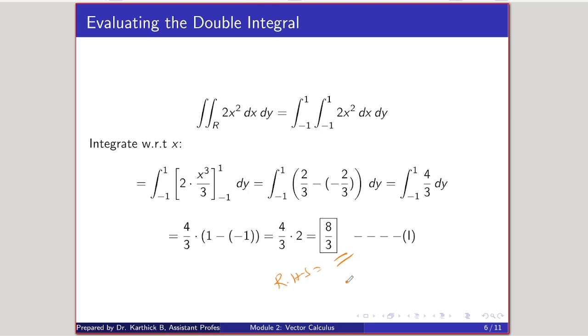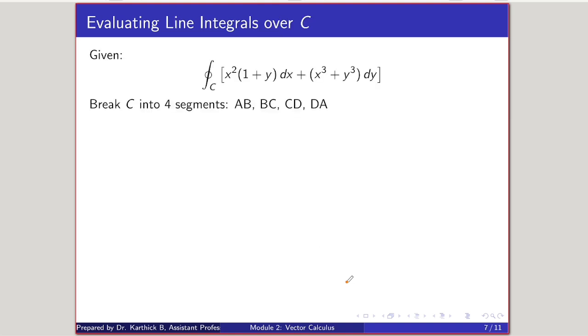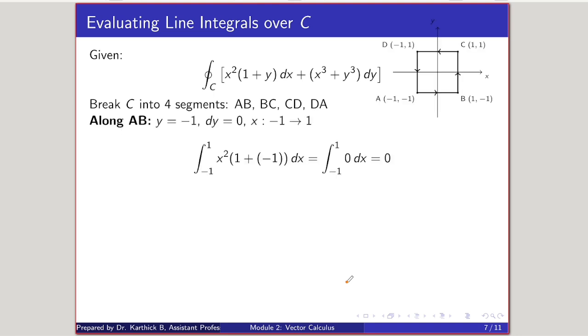Now we are going to evaluate the LHS part. This is the problem they have given, and we have drawn a graph with the given regions. This is the graph. Here we want to break the curve C, which is totally one curve C, into 4 segments. I am taking each of the lines AB, BC, CD, DA. Along AB, first I will take this line alone.